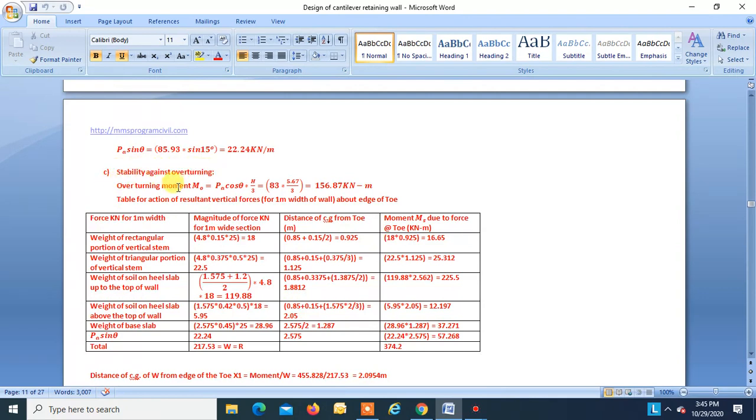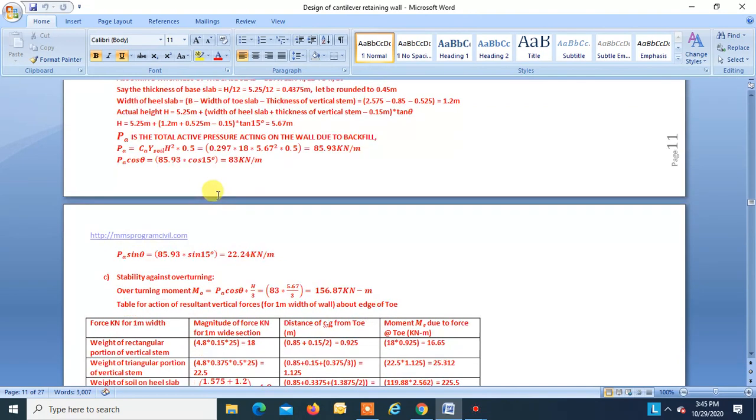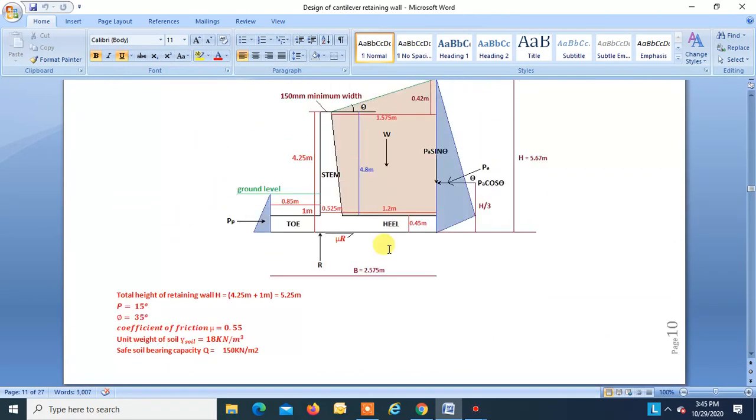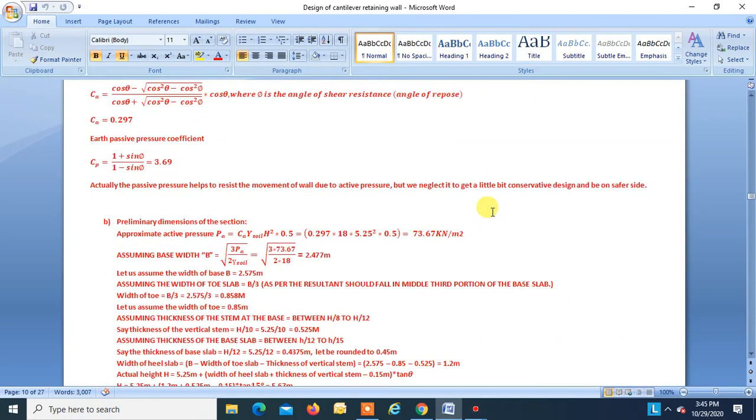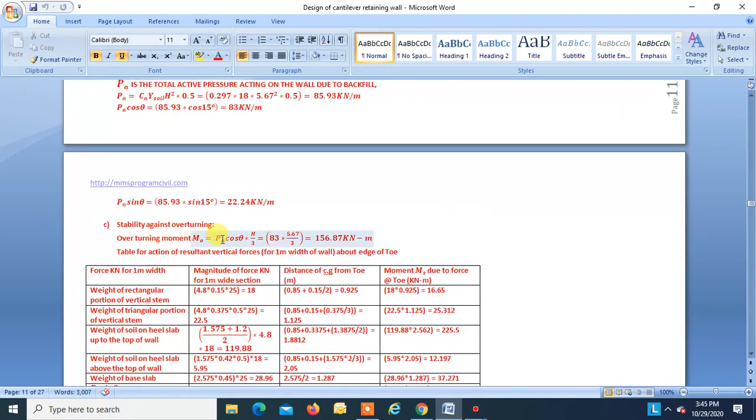So first we will find the overturning moment, MO. MO, the overturning moment, is obtained by the horizontal component into H by 3. This is the overturning moment, right? So PA cos theta into H by 3 will give us the overturning moment. So that is equal to 156.87.